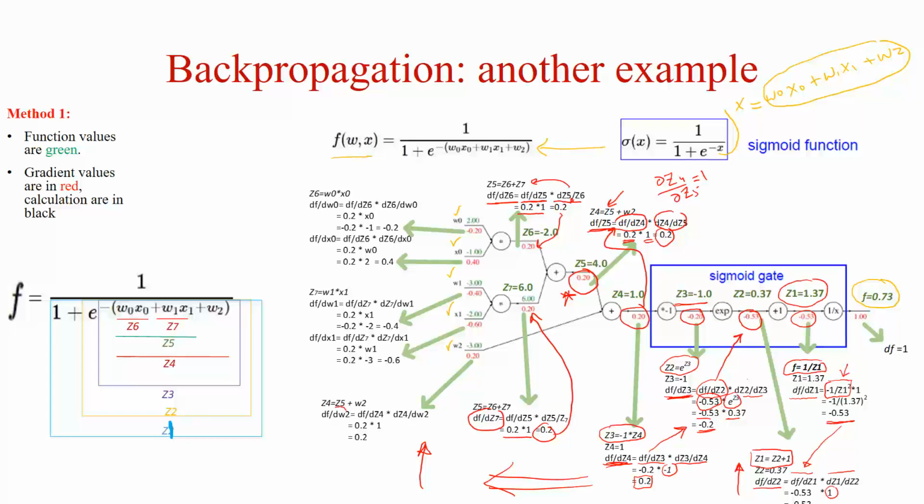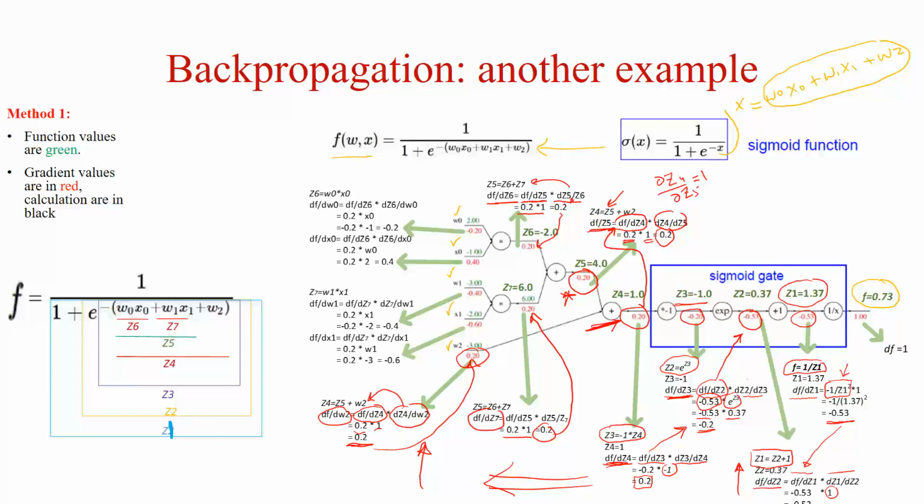Now delta f over delta w2 equals delta f with respect to z4 multiplied by delta z4 with respect to w2. I have already computed delta f with respect to z4, which is right here, 0.2. So this is 0.2, and this one I can derive from this equation, which is 1, and that comes to a result of 0.2, and therefore you can see we have recorded a 0.2 right here.